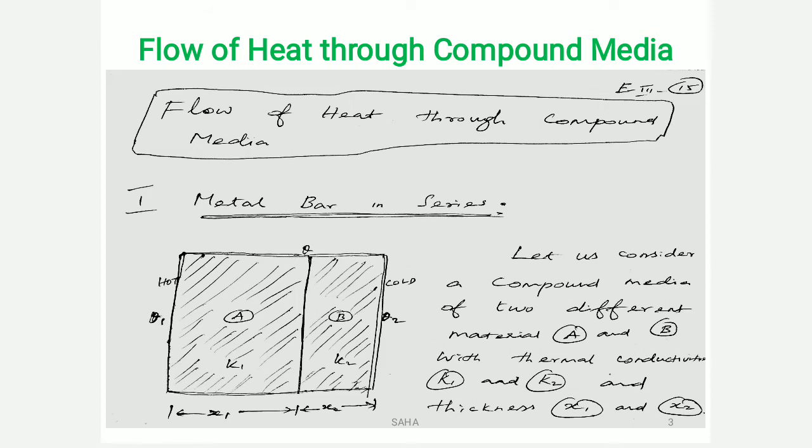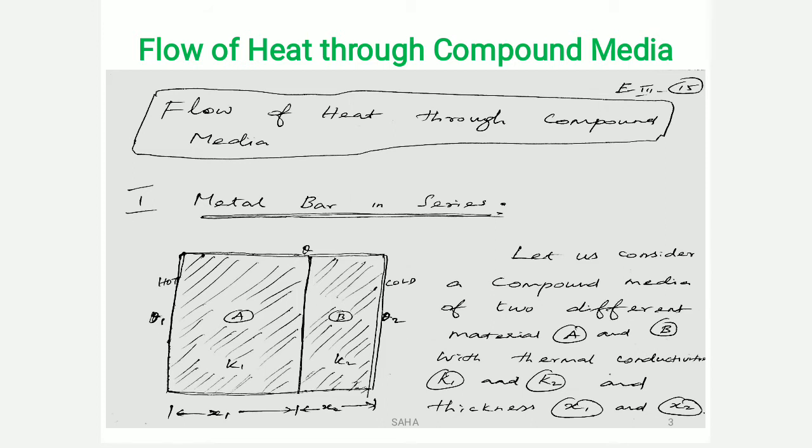Here there are two objects, A and B, with thickness values x1 and x2. The two objects A and B are in contact, and the temperature at the contact is theta. A has starting temperature theta 1 and final temperature theta, and B has starting temperature theta and final temperature theta 2. So the A side is the hot end, and the B side is the cold end.